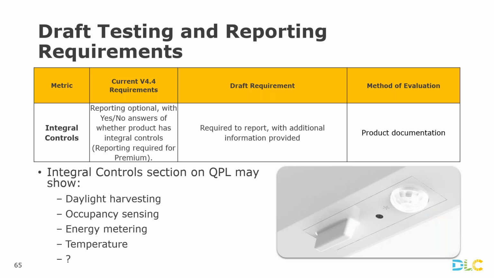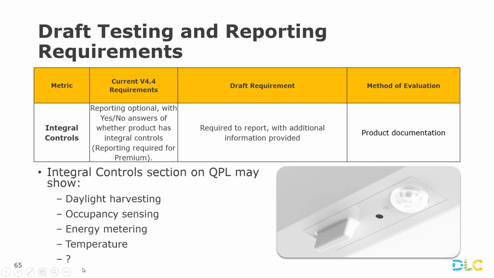Next would be the section on enhanced reporting on integral controls. So currently we have optional reporting on this, unless it's a premium product application, in which case we require reporting. It's simple, basic yes/no answers for some course questions. What we're proposing to do in the first draft is to require everything to go on the record and say yes, no for a more detailed set of characteristics that mostly revolve around controls, but also revolve around potentially sensors and metering.